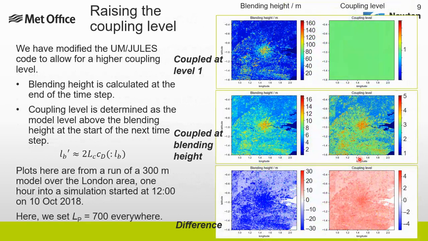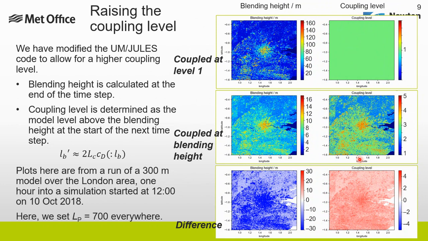Okay, in the last few months we have made a bit of progress with coding. We have actually coded this up. We have raised the coupling level in the model, which is quite exciting. The top row is what you get out of the model if you couple it at the surface as we do normally. As you can see, the coupling level there is 1 everywhere, which is what you'd expect. That's a diagnosed blending height using that equation. So you get a set of blending heights with larger values over London, which again you might expect because it's rougher, up to about 160 metres.